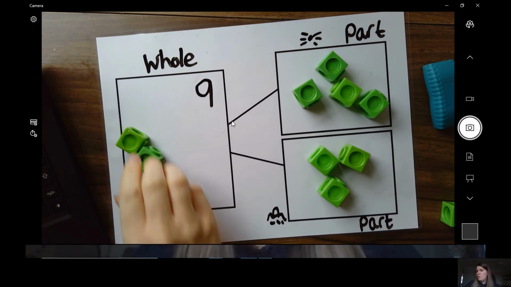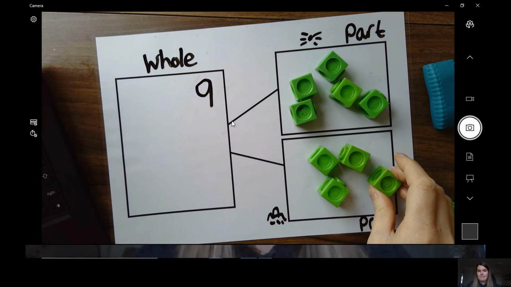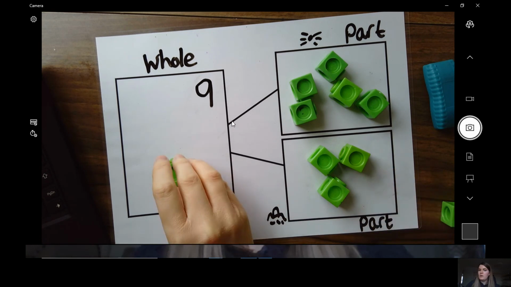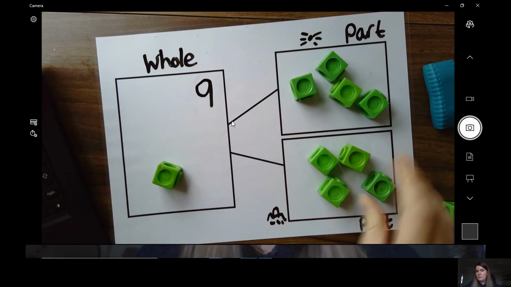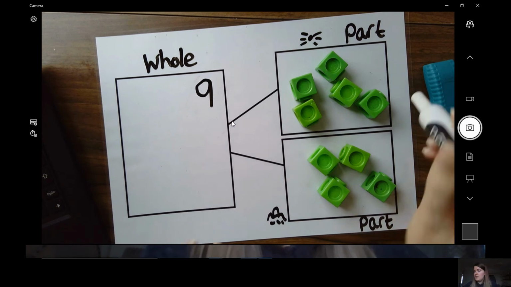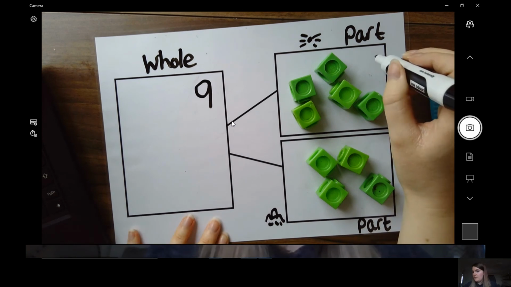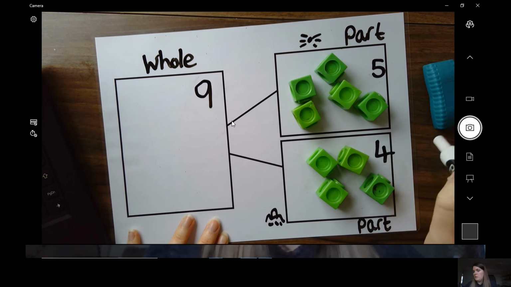Okay. 1 part for me. What's wrong now? What's wrong? Oh, I need to start again. Okay. 1 part for me, 1 part for you. Okay, I've divided it up. Let's see. How many have I got here? 5. How many have I got here? 4. Ooh.